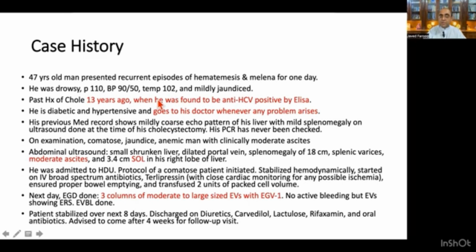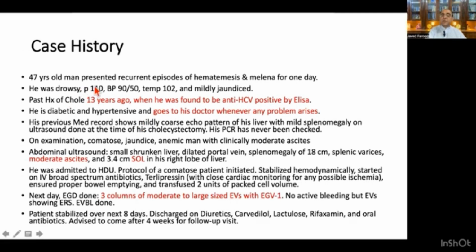So these are the components. 13 years ago the patient was found to be HCV positive, but neither was his PCR checked to see if the infection is active or not. Nor does he go to the doctor very regularly, only whenever a problem arises, and he goes to a doctor who is probably mostly concentrated on the blood pressure figures, what is the value of blood pressure, and of course maybe the sugar figures. He has never been worked out properly for his liver status.